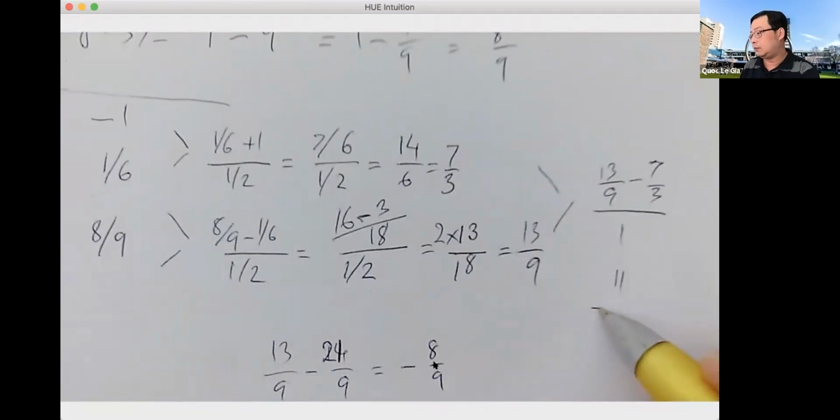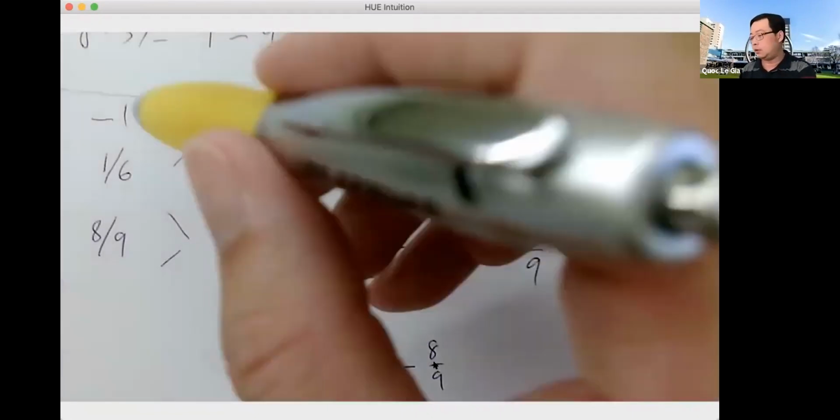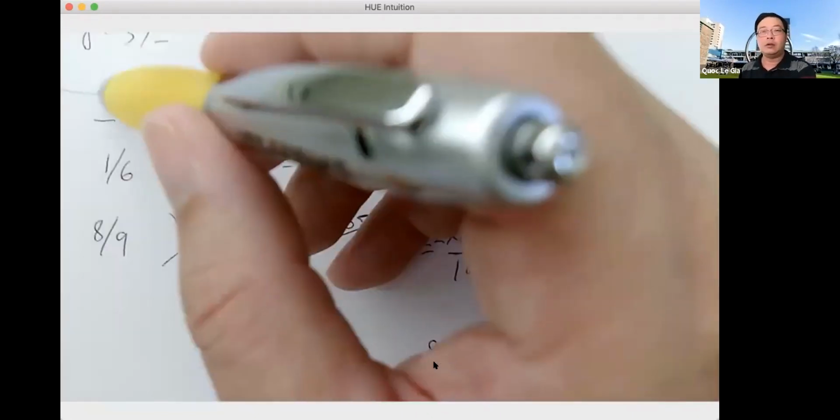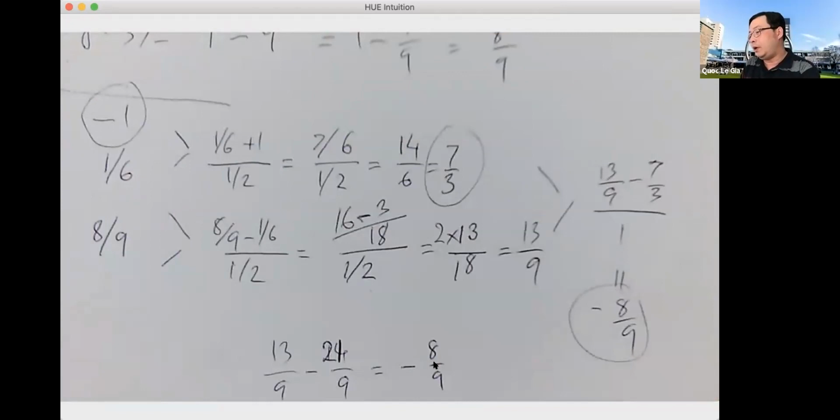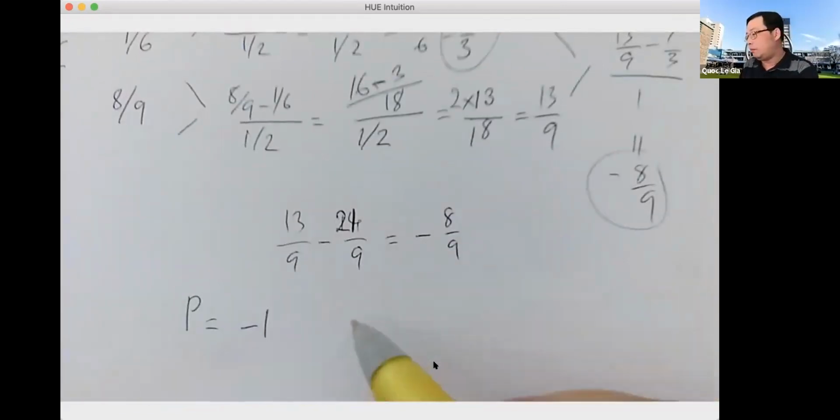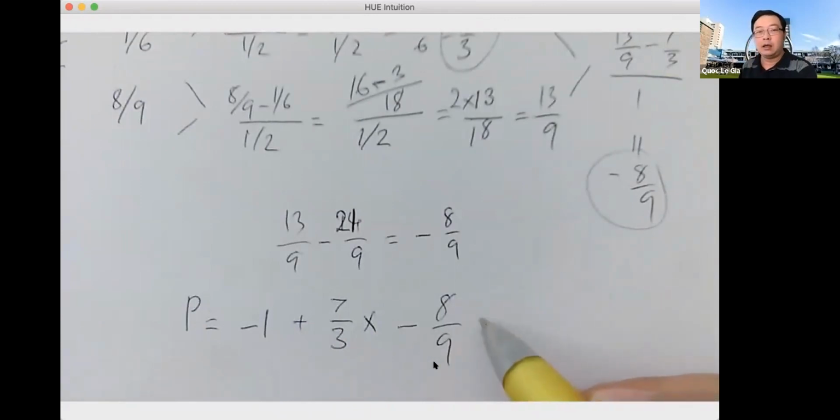Yeah? So now if you remember the way to construct the Newton form, right? You have to take out the divided difference coefficients. Those are the coefficients, and then you write down what P is. So P will be minus 1 plus 7 over 3 times (x minus 0), plus minus 8 over 9 times (x minus 0)(x minus 1/2), right?